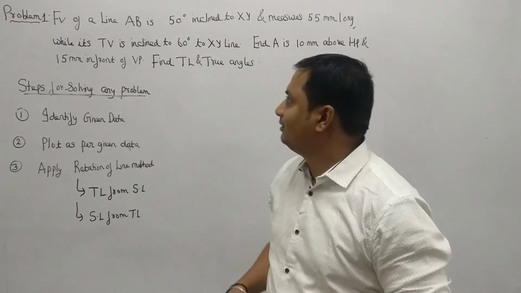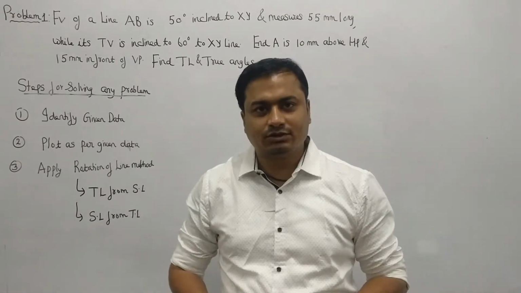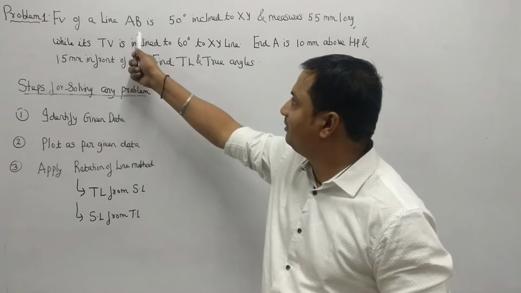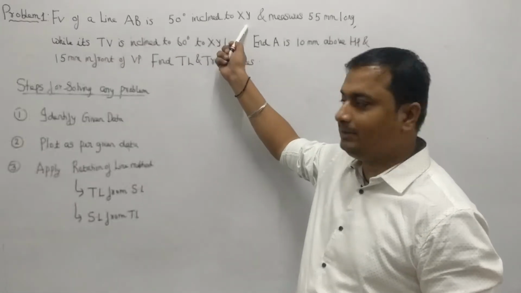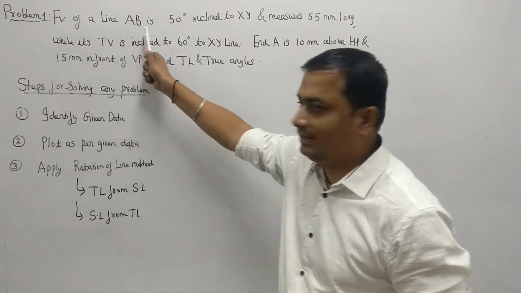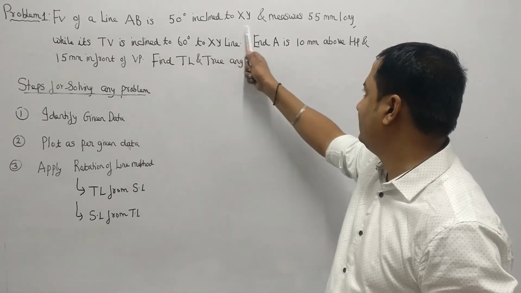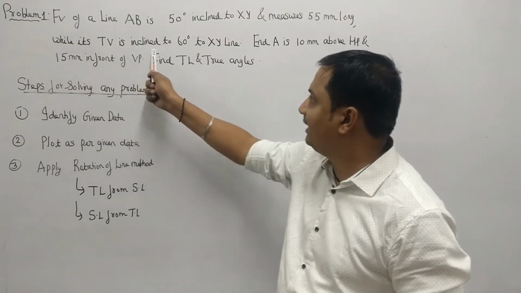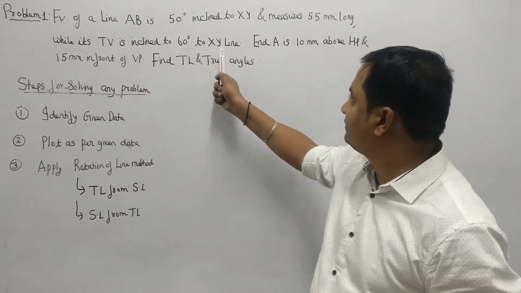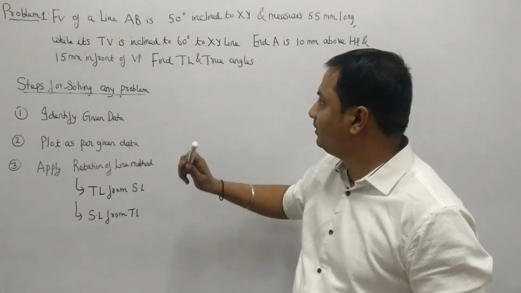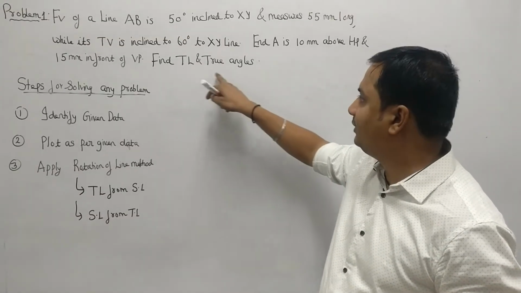Hello everyone. So this is the first problem based on the projection of a line. The problem is: the front view of a line AB is 50 degree inclined to XY and measures 55 mm long, while the top view is inclined 60 degree to the XY line, and A is 10 mm above HP and 15 mm in front of VP. Find the true length and true angles.